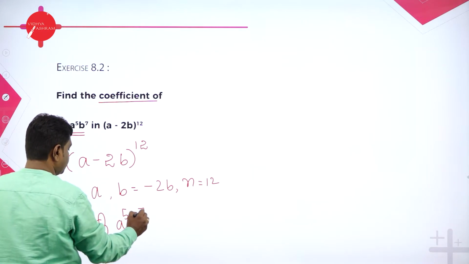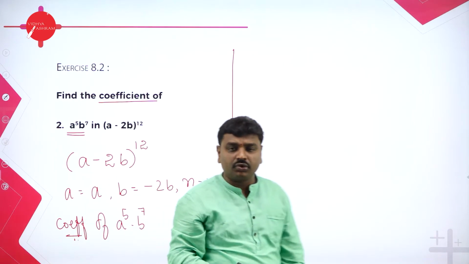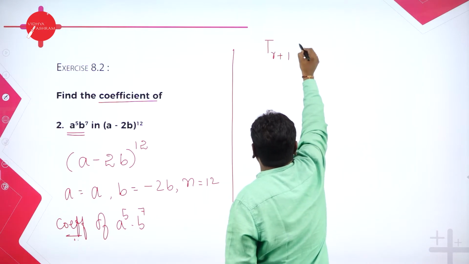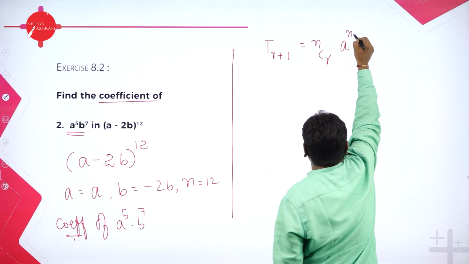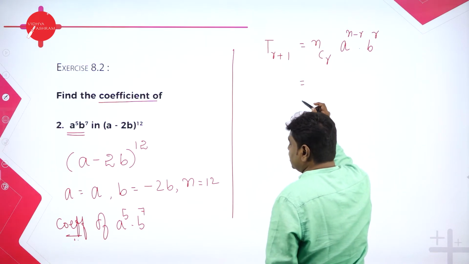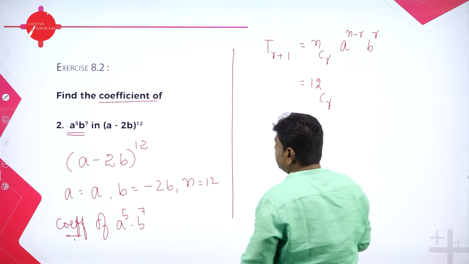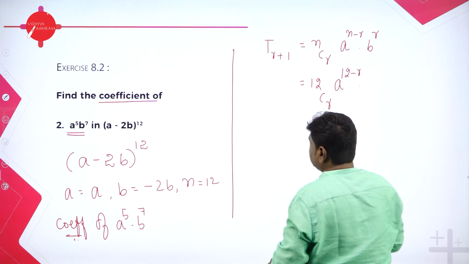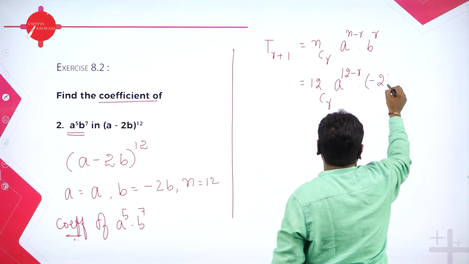This is the question. Now coming to the point, first we'll write the general term formula. I taught you the general term formula. All of you know what the general term formula is. T(r+1) is equal to nCr, first term power the difference of these two, n minus r, second term power r. So now nCr, what is n? Overall power 12, 12Cr, r we don't know. a means the first term is a itself, so a power 12 minus r, b means the second term, here the second term is minus 2b, so (minus 2b) power r.